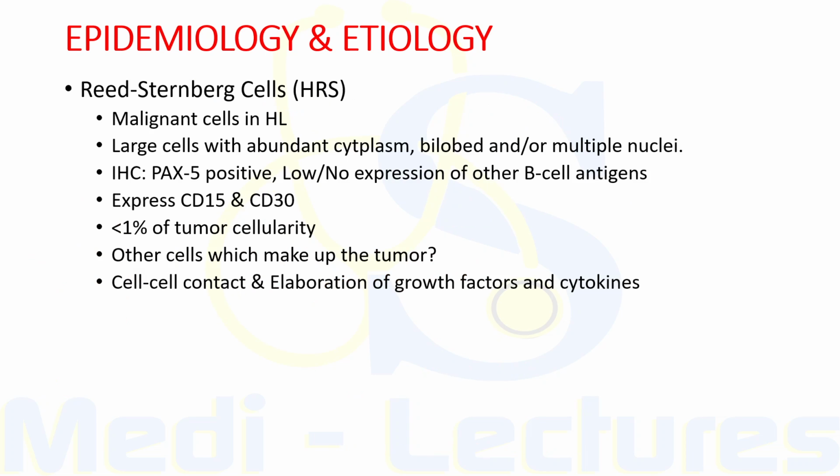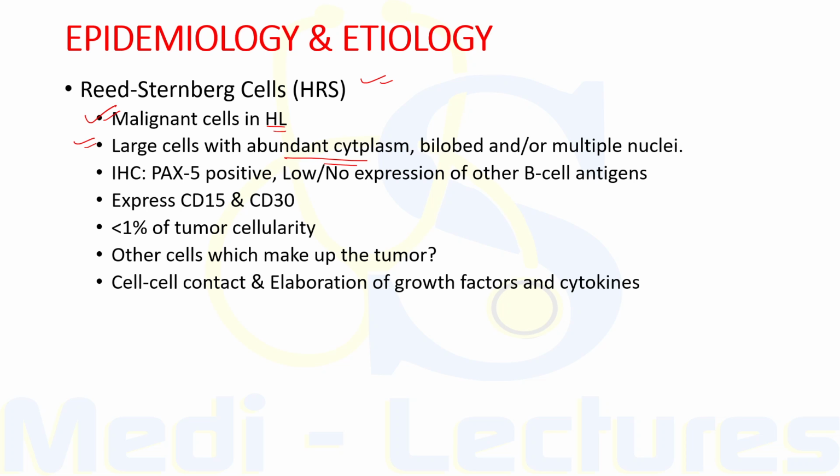Now let's discuss briefly about Reed-Sternberg cells. Histologically, these Reed-Sternberg cells are diagnostic of Hodgkin's lymphoma. These are the malignant cells in Hodgkin's lymphoma. When we consider the morphology, these are large cells with abundant cytoplasm, having bilobed and/or multiple nuclei.